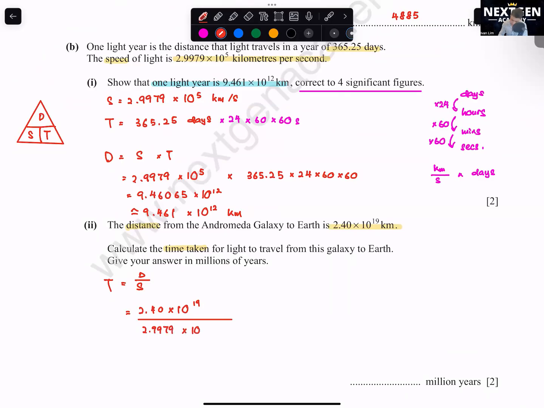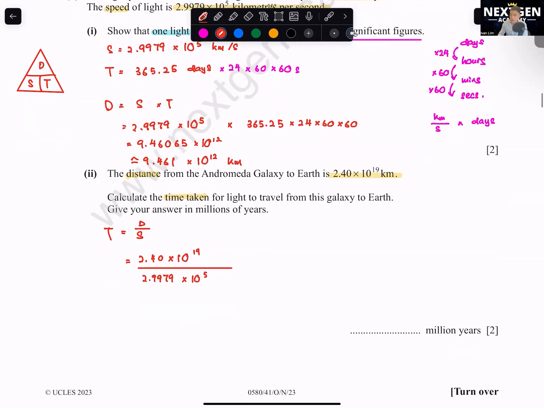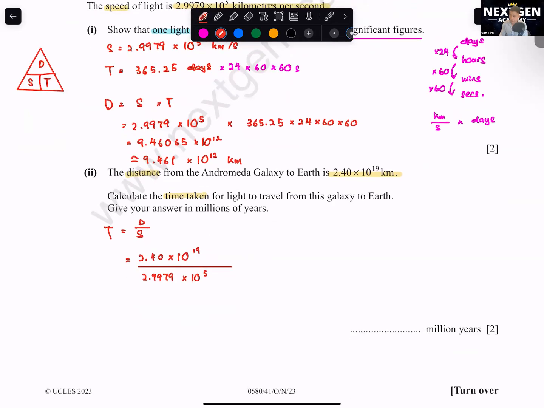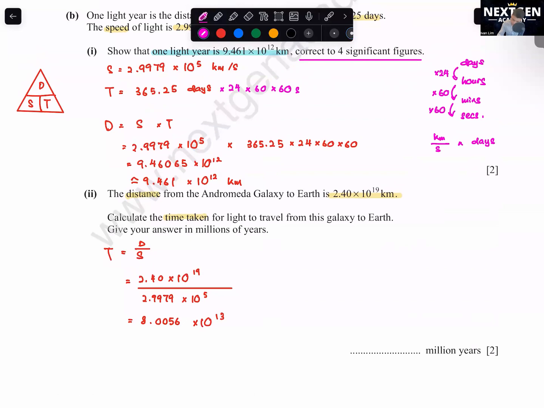2.9979 times 10 to the power of 5. Okay? You type this in the calculator, you will get 8.0056 times 10 to the power of 13. However, look at the units that they give you. This one is in km. This is in kilometer per second. That means these units will be in terms of seconds. Okay, km divided by km over second, your outcome you'll get is second.